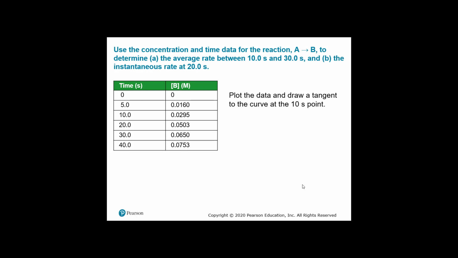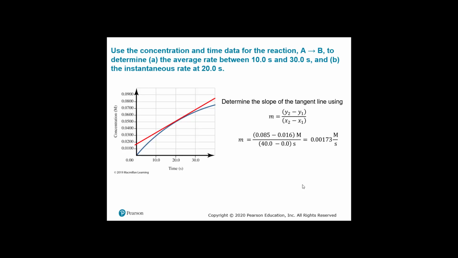Okay, plot the data and draw a tangent to the curve at 10 seconds. So we have information. So let's say we plotted this out, and this is what you're going to get. You're going to get a line that's closest to what you want. Now in this case, this is close to 20 seconds. So how do we do this?